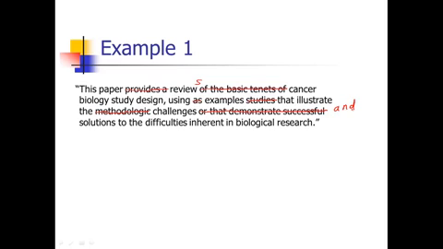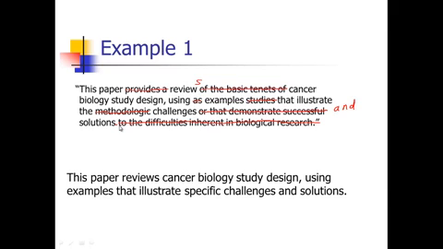So think for a minute why I might have crossed out that word successful. So, successful solutions. Can you have a solution that is not successful? You can't, right? Success is inherent to the word solution, so it's repetitive to add the word successful in front there. And then we get to "the difficulties inherent in biological research." Well, again, we've got a repetition here. We had the word challenges before, now we get the word difficulties. We don't need that repetition. And then "inherent in biological research" doesn't really add anything, because I already know that we're talking about cancer biology study design, so I don't think we lose anything by striking that whole last little bit. So we end up with, "This paper reviews cancer biology study design using examples that illustrate specific challenges and solutions." Notice how we stripped that sentence of all the garbage. We get down to the meat of it, only the important words.